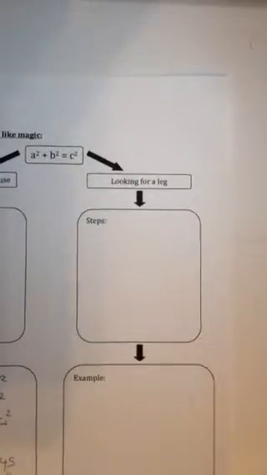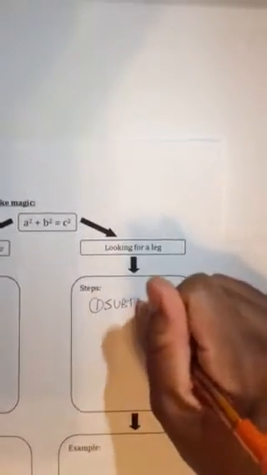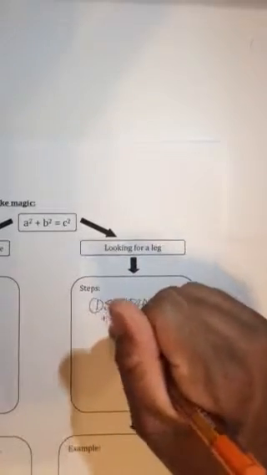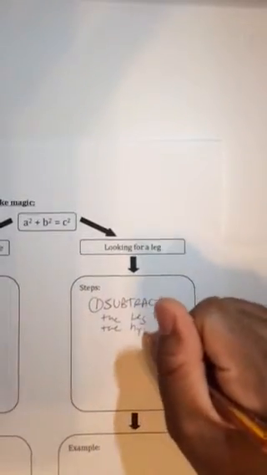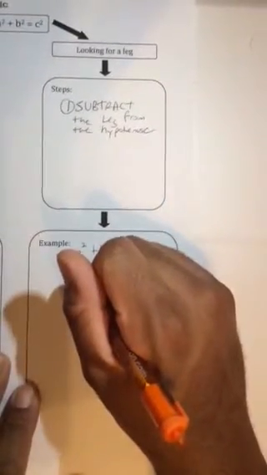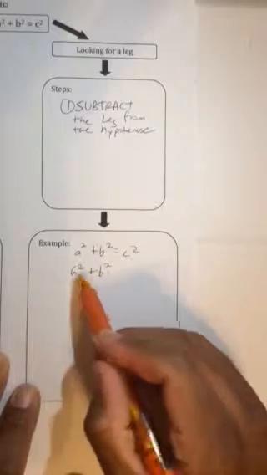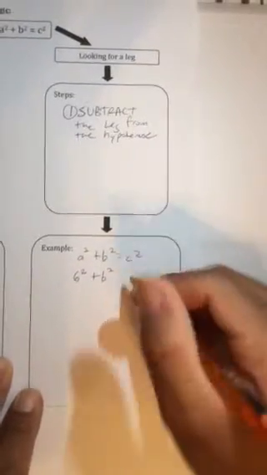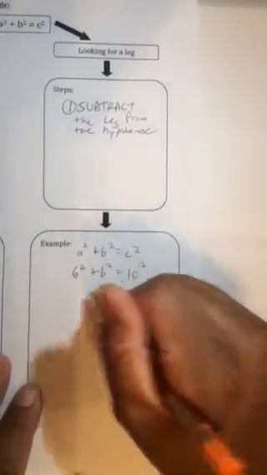If we're looking for a leg, we want to subtract the leg from the hypotenuse. Okay, so let's look at an example of that. Once again, I'm going to use random numbers. I want to put all my numbers in here. I got 6 squared plus b squared, and remember that's b squared, that's different. That's 6 squared. I replace that with 6, and I'm just bringing this down because I'm trying to find that leg. Equals 10 squared. Okay, so 36.